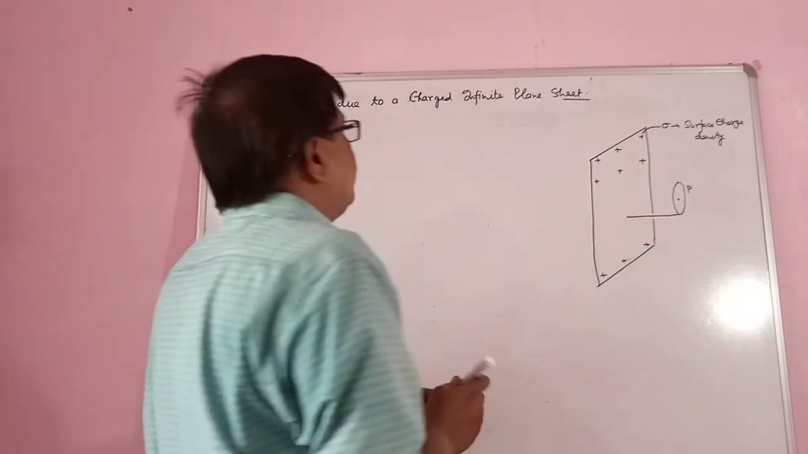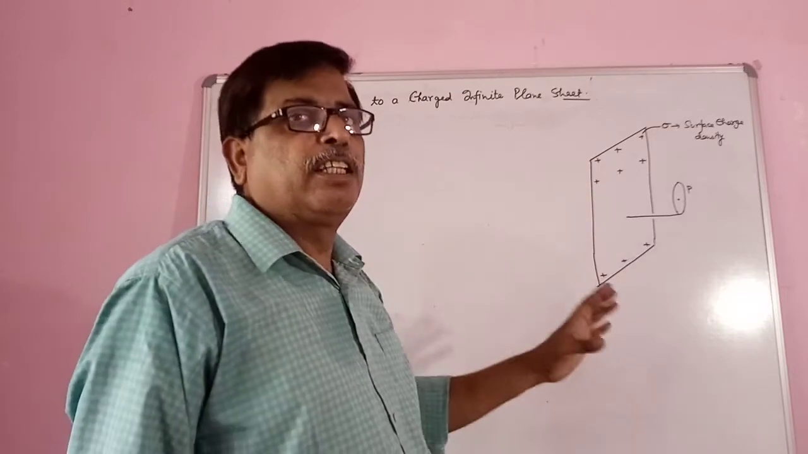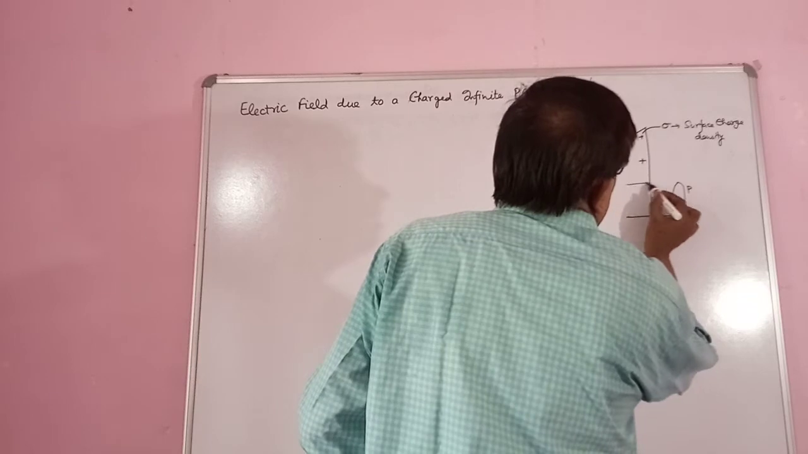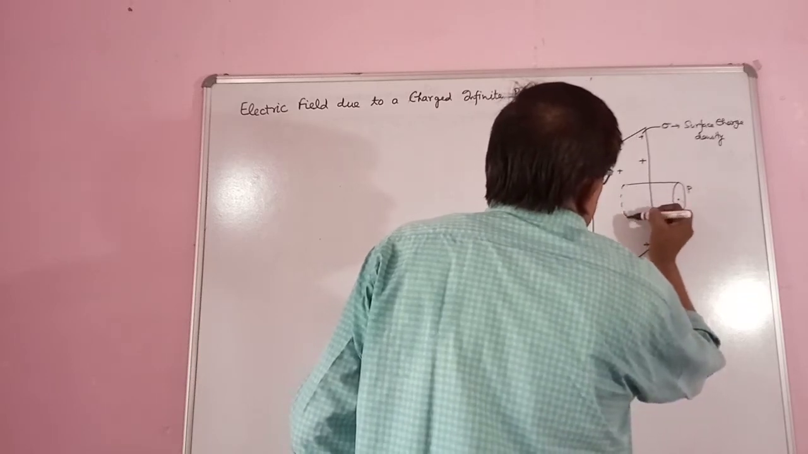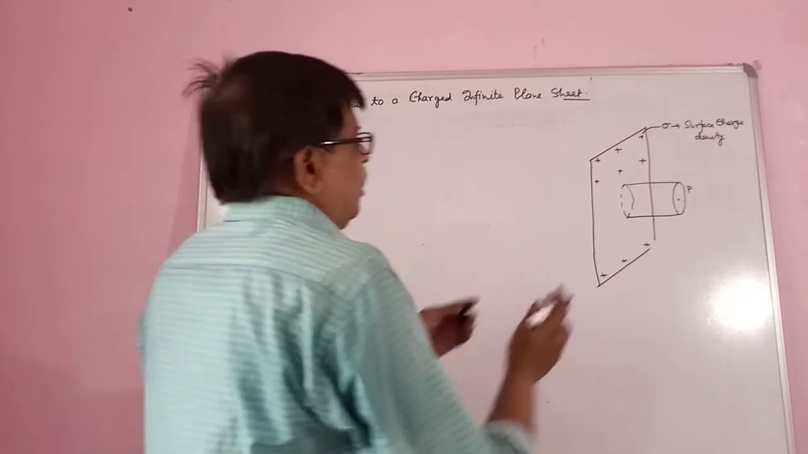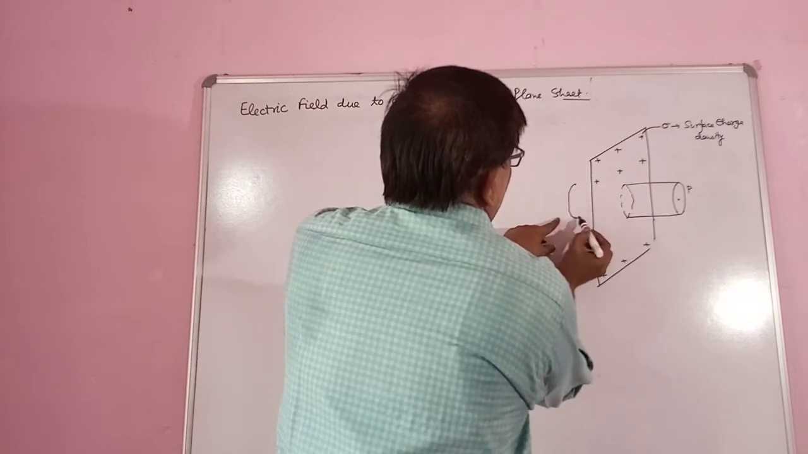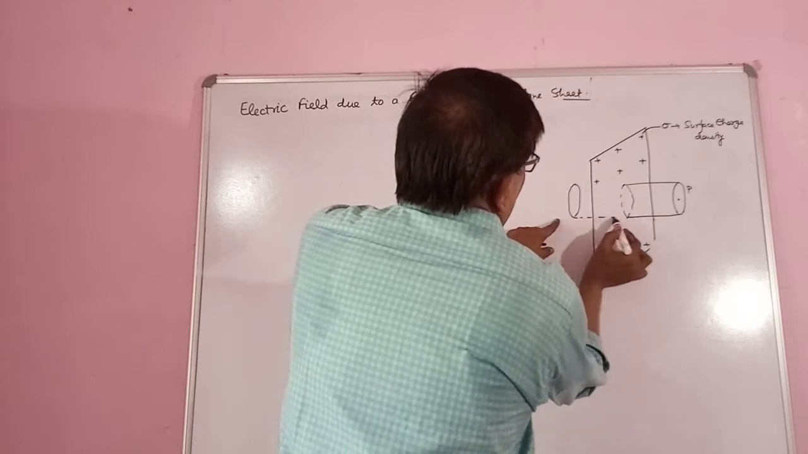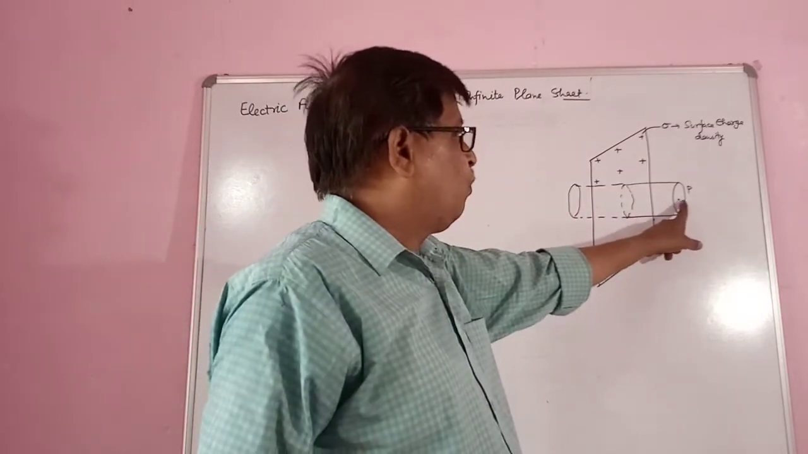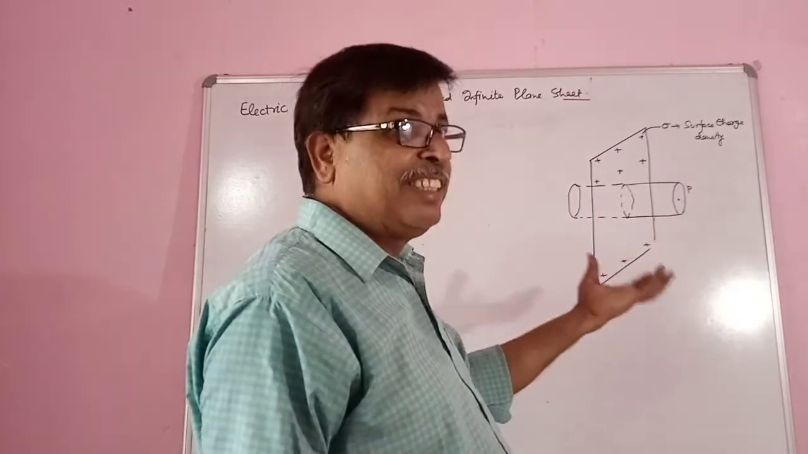So again, basically this is an application of Gauss theorem. Here we again consider a Gaussian surface of cylindrical type. Cylindrical Gaussian surface we considered, and the total length of this cylinder is twice the distance of point P to the sheet. Why do we take this thing?